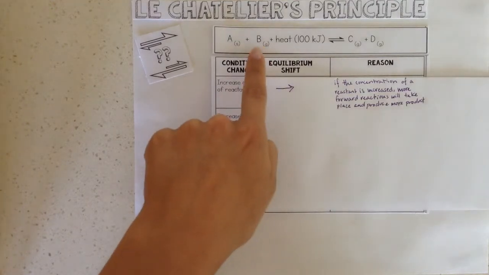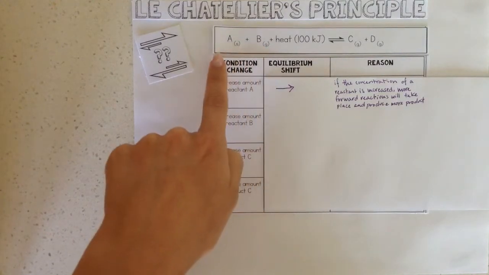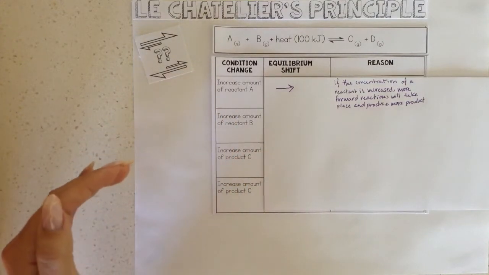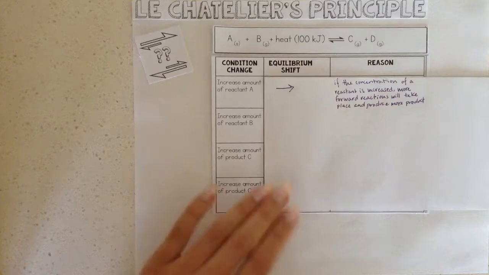Well, reactant B is just like reactant A. It's one of our reactants. So that means our equilibrium is going to again shift to the right.